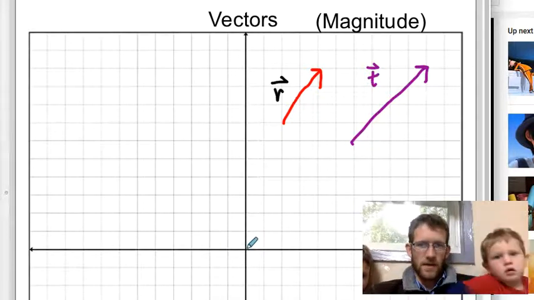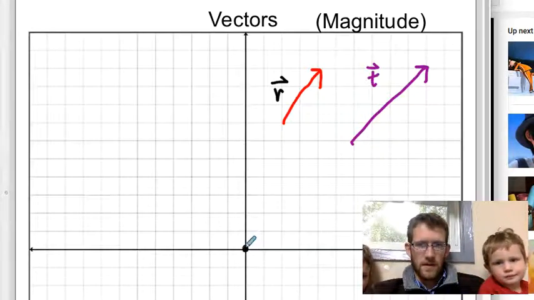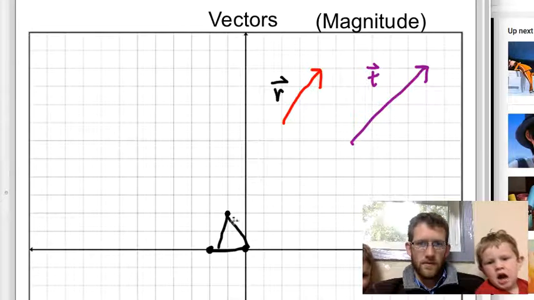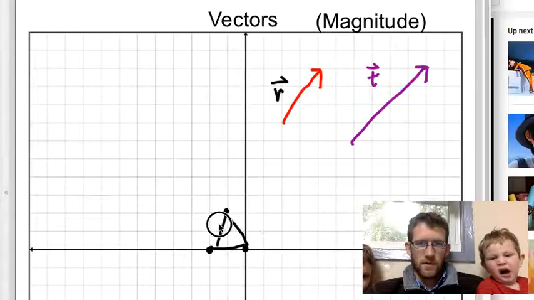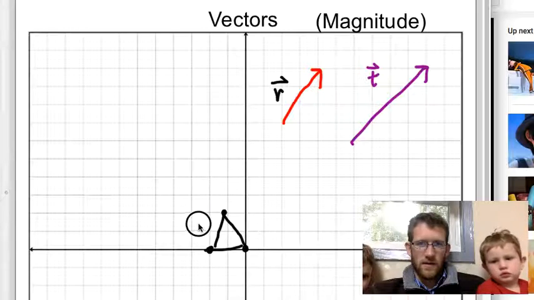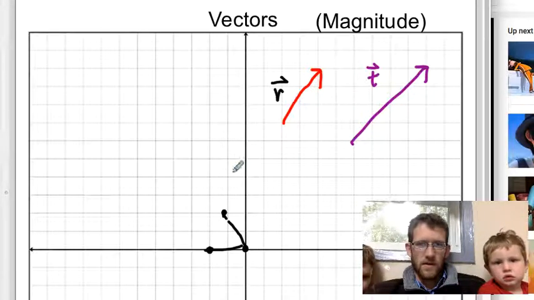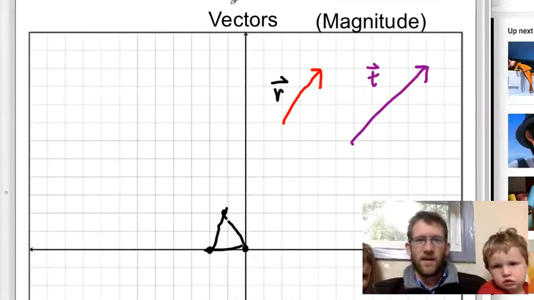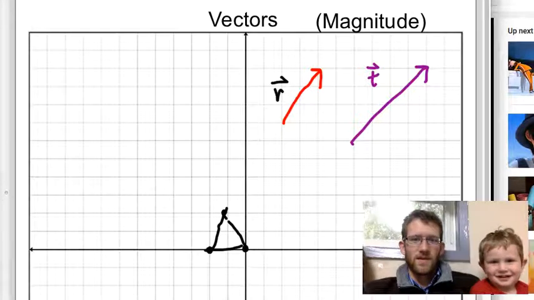I can make a little figure here. I'm just going to make a really basic triangle. So here's my triangle. Whoa, that was off. Okay, we'll do a better one. Hey, you bumped my arm. Okay. So there's my triangle.